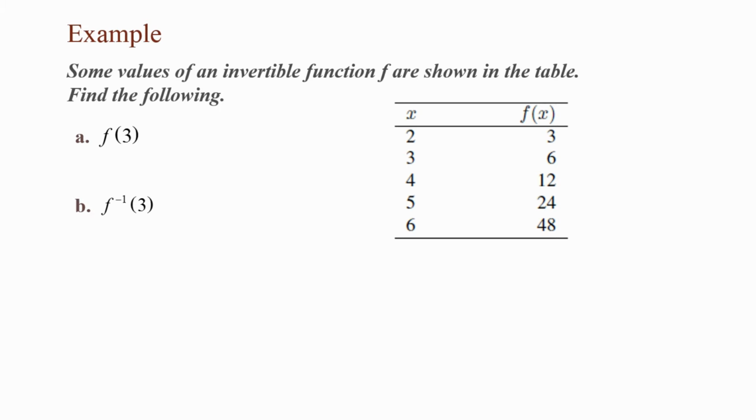In this example, some values of an invertible function f are shown in the table. Find the following. For our table, x is 2, then f of x is 3. When x is 3, f of x is 6. When x is 4, f of x is 12. When x is 5, f of x is 24. When x is 6, f of x is 48.